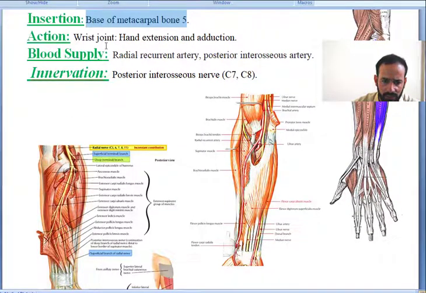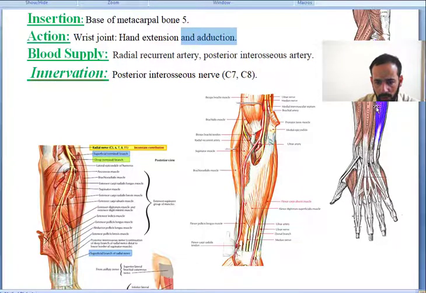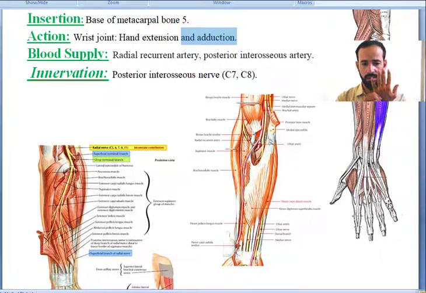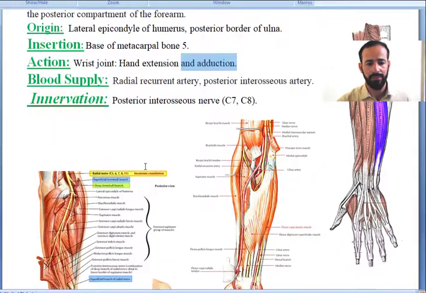What is its action? At the wrist joint, it causes hand extension and abduction. Look carefully. Whenever it contracts, it will cause this finger to go back, right? So this is the extension and this is the abduction. Extension and abduction, like this. So this movement is performed by the extensor carpi ulnaris muscle, right?